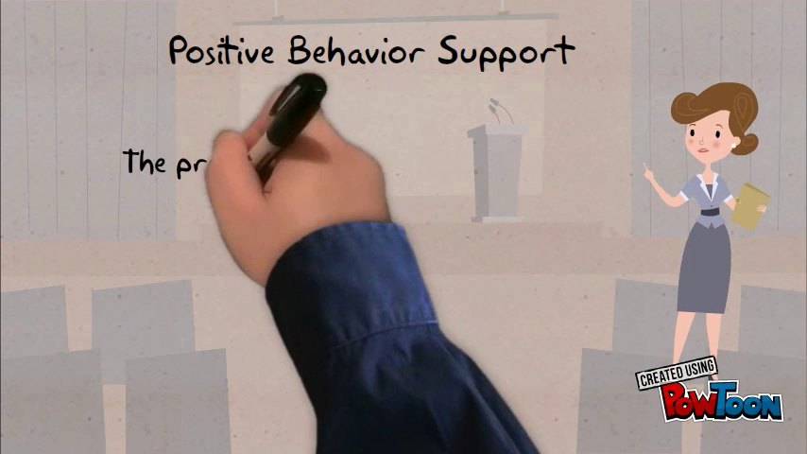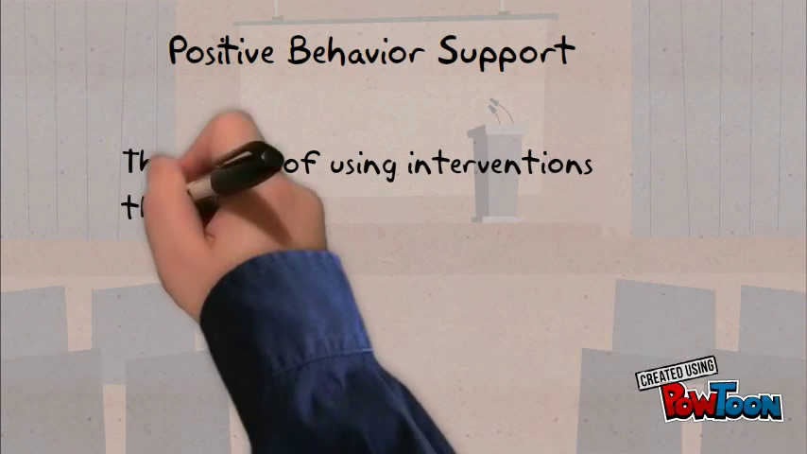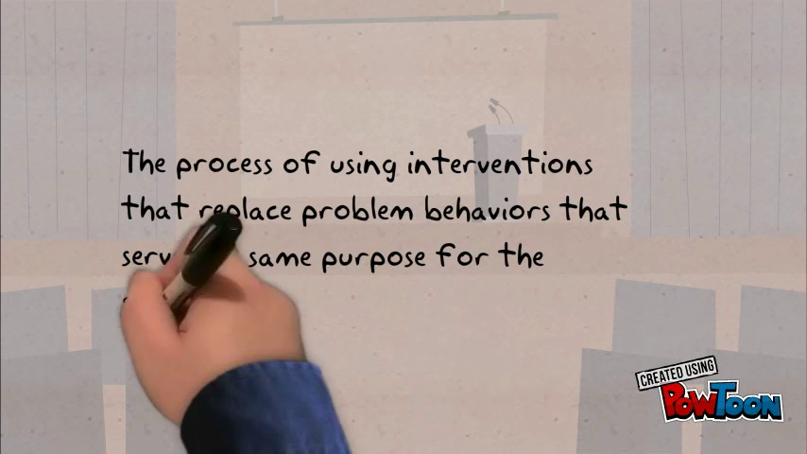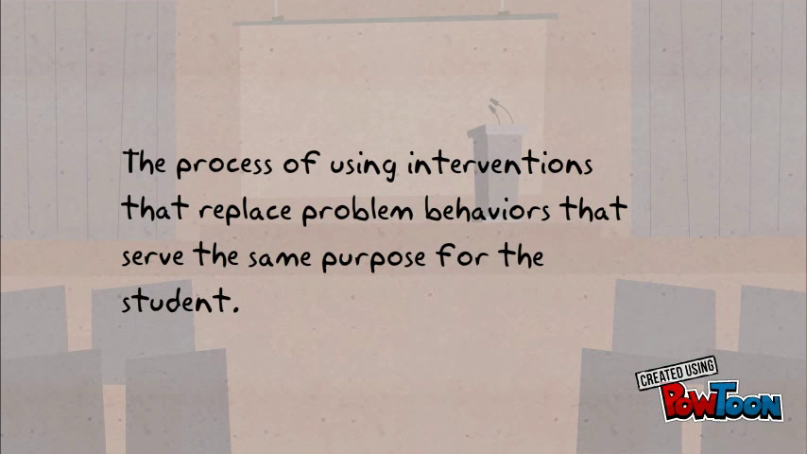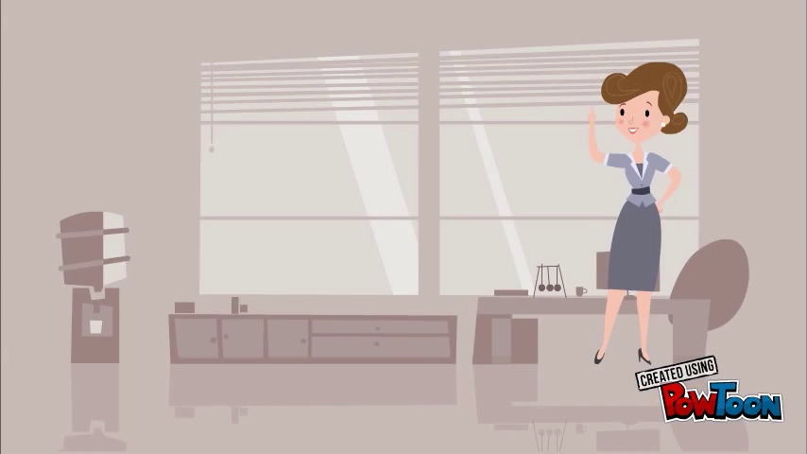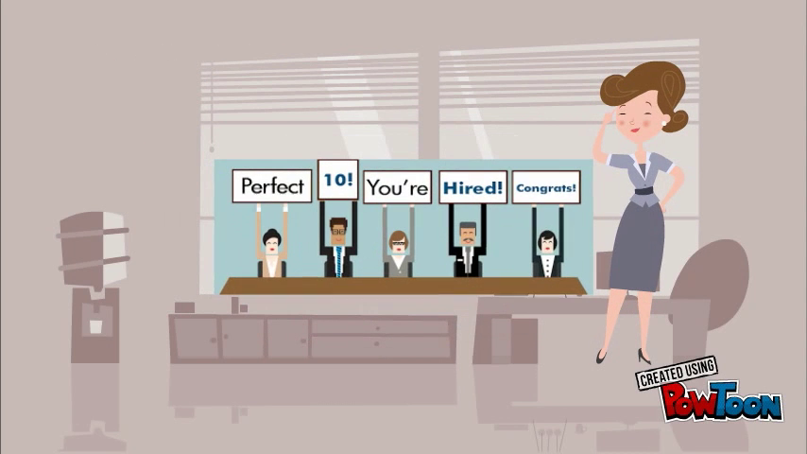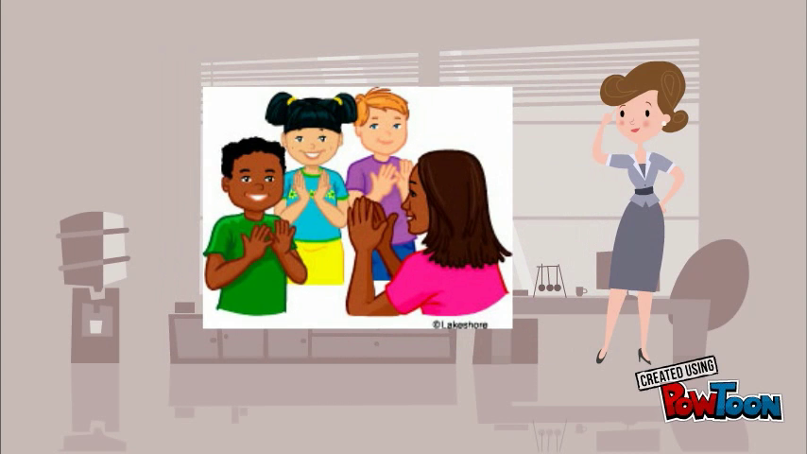Positive behavior support is the process of using interventions that replace problem behaviors which serve the same purpose for the student. For example, instead of Todd being disruptive during discussions and receiving an outburst of attention, maybe he can raise his hand, answer the question right, and the class can give him a round of applause for being correct.